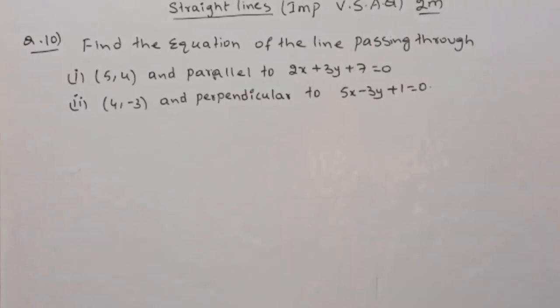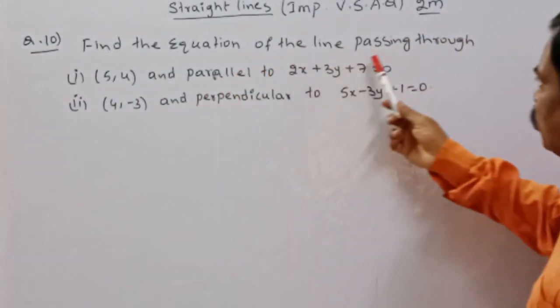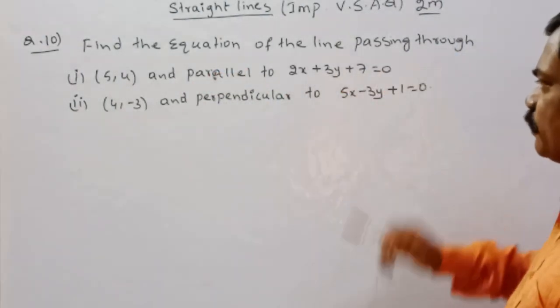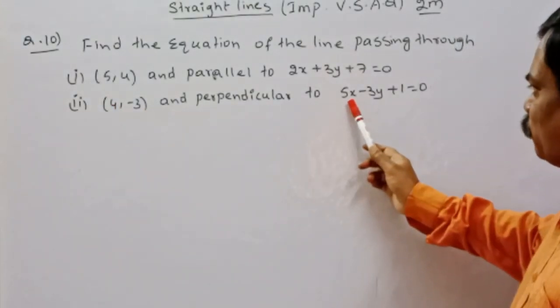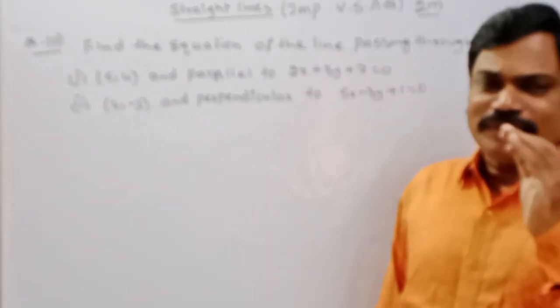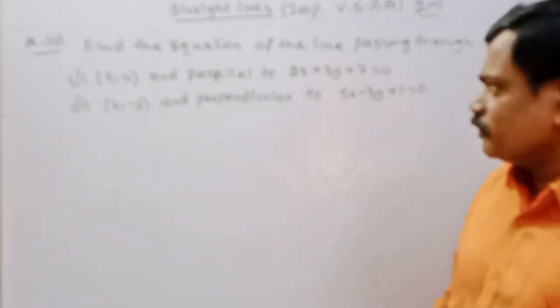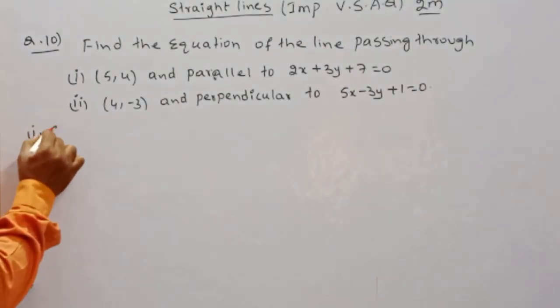Here, one more problem. IPE, AP and TS state, important very short answer question. Question number 10. Find the equation of the line passing through (5, 4) and parallel to 2x plus 3y plus 7 equals 0, and one more, passing through (4, -3) and perpendicular to 5x minus 3y plus 1 equals 0. We have to find the equation of the line passing through the point and parallel to or perpendicular to the given line. So here, write the first problem's solution.